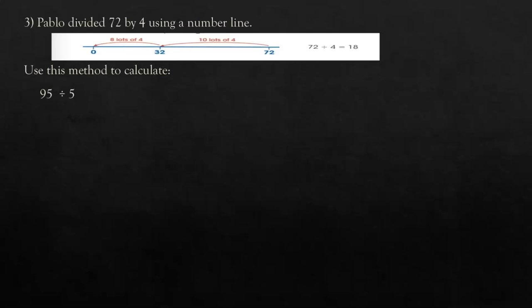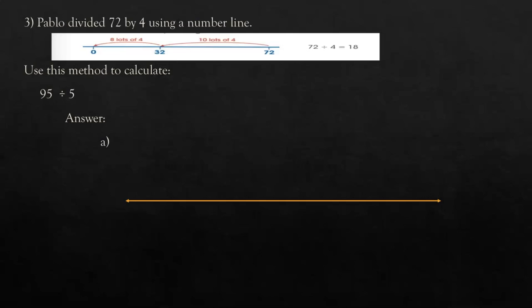Now you need to find the answer when you divide 95 by 5 using a number line. So shall we start? Okay, the first step is to draw a number line. Since it is 95, the number line will start with 0 and end with 95. Now we need to split this number 95. When you split the number 95 into two numbers, both numbers should be multiples of 5.